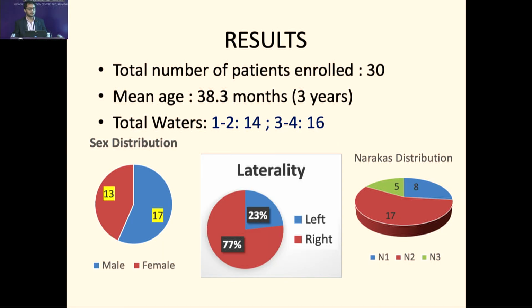So based on these, we could enroll 30 patients in our series. The mean age was 3 years and Waters distribution was as follows. The sex distribution was equivocal. The laterality, the right was majority of them, and Narakas distribution was as follows, with N2 being the majority of the patients.